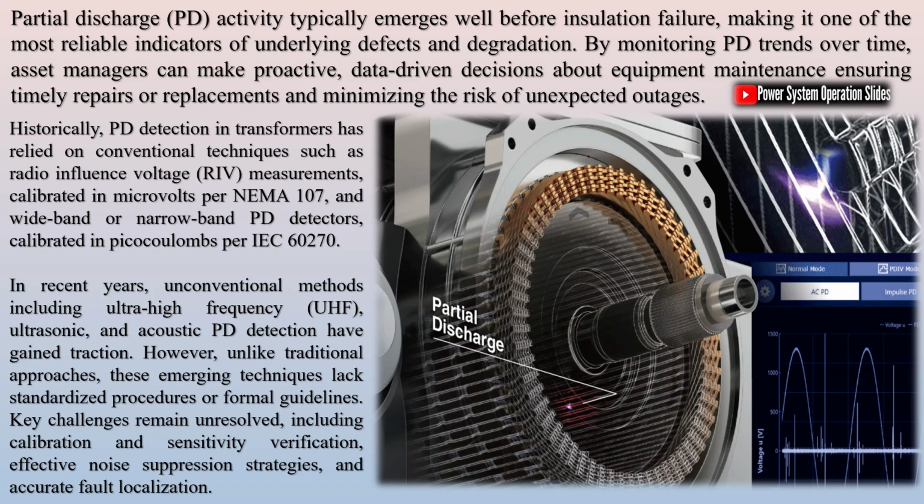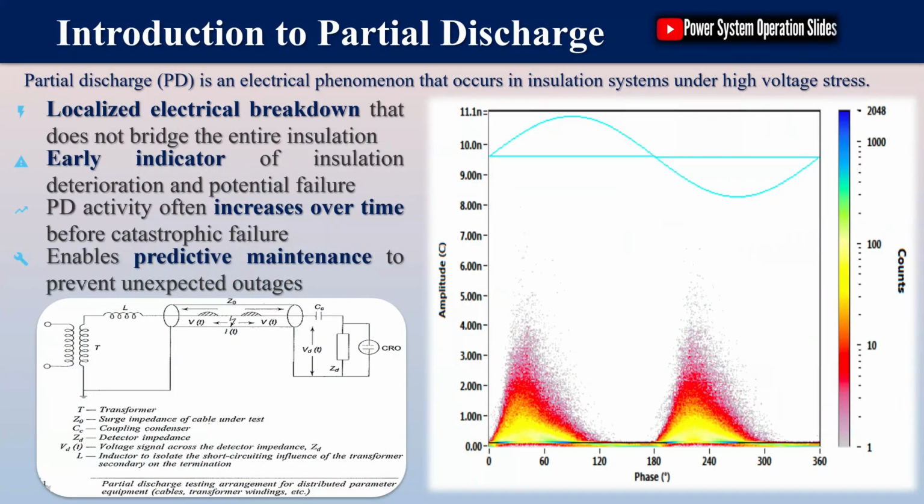The significance of PD monitoring lies in its predictive capability. PD activity is often present well in advance of insulation failure, providing asset managers with valuable time to evaluate the condition and make informed strategic decisions regarding timely repair or replacement before unexpected outages occur.